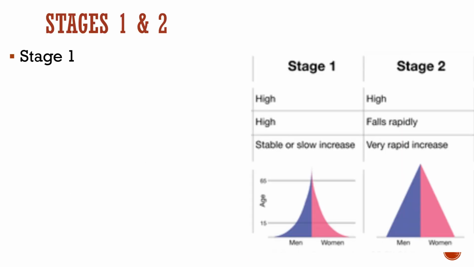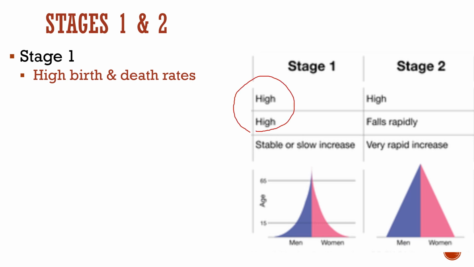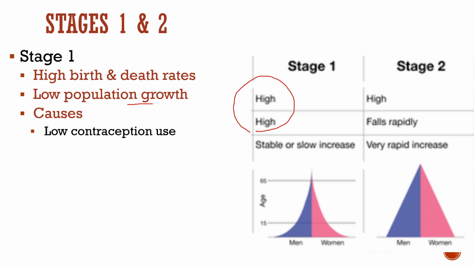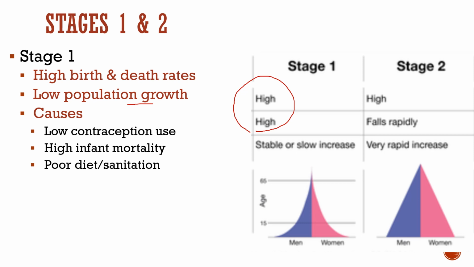Looking at the first 2 stages, in stage 1 you can see that both the birth rate and the death rate are really high. That means there's really little population growth because there may be many babies being born, but also a lot of death due to disease, etc. This is typically due to low contraception use, so lots of babies being born, no birth control, that type of thing, but also high infant mortality, which leads to a high death rate. Lots of kids being born, not a lot surviving. That can be due to poor sanitation, poor diet, not a lot of resources.